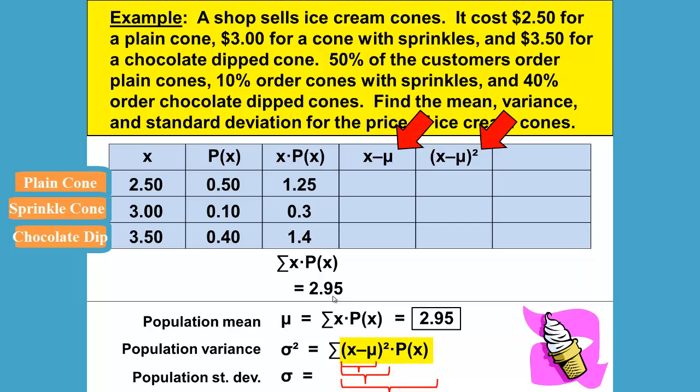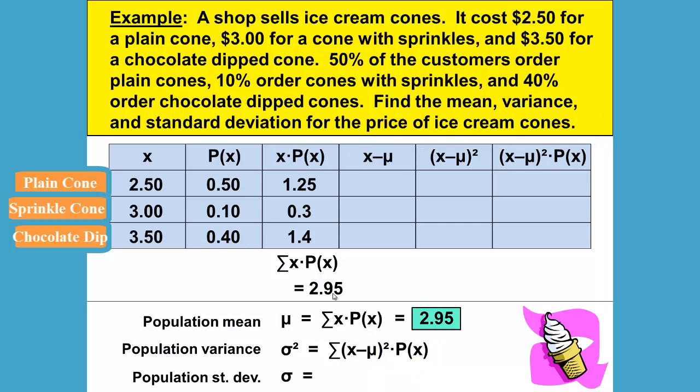The third step will be to multiply each squared value by p of x, and we will place that in our last or 6th column. This column we will label as the parentheses x minus mu close parentheses squared times p of x. Here we will take each number in the previous column, the squared values, and multiply that by the probabilities found in column 2.